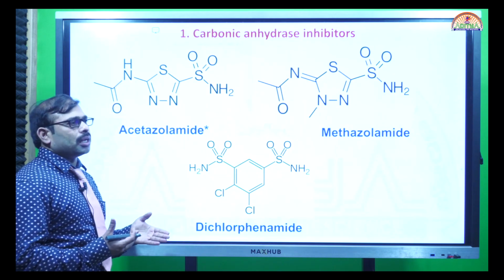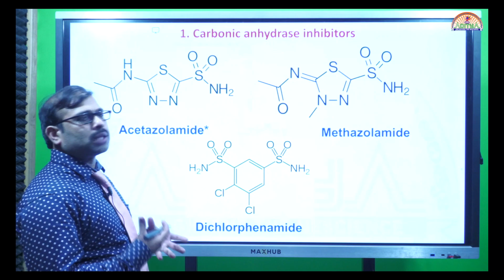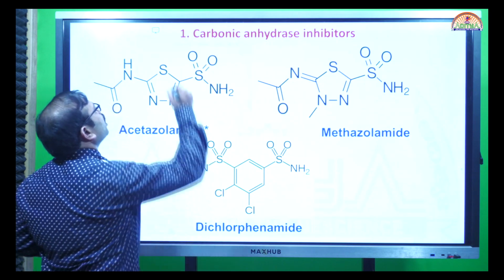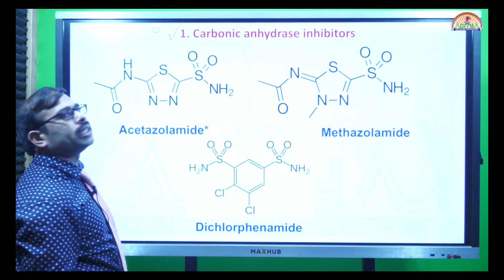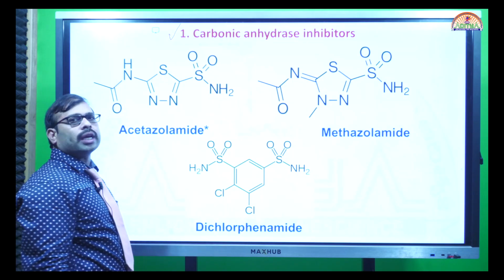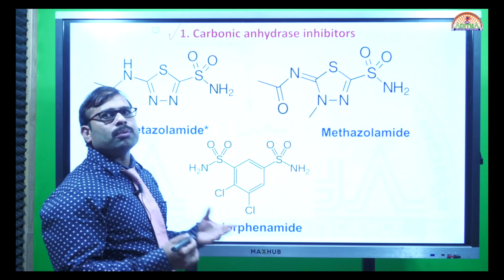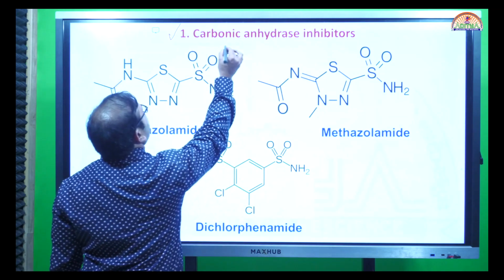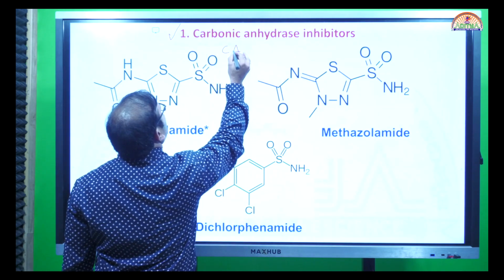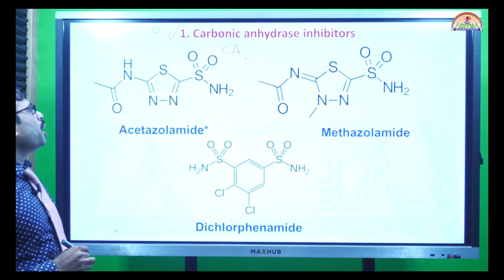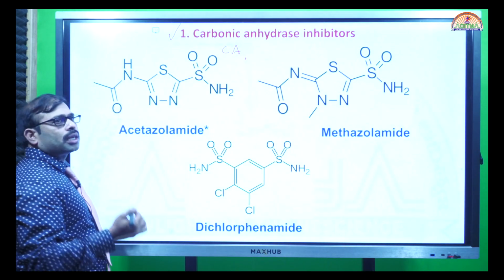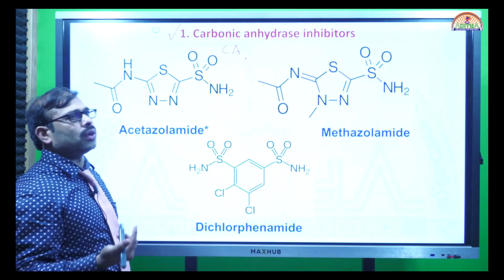So in this diuretics classification, the first one given to study is the carbonic anhydrase inhibitors. Sometimes they are also called CA inhibitors, that is, carbonic anhydrase inhibitors. As per the syllabus, there are three important molecules, or three important drugs, given as diuretics.